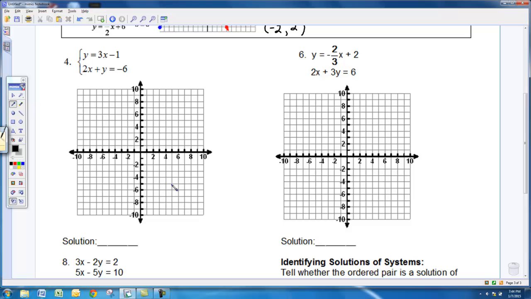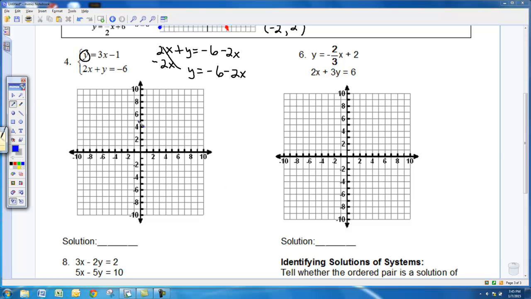Remember, the first thing that we want to do is check the equations to see if they are solved for y. Our first equation is solved for y. Our second equation needs to be solved for y. I'm going to rewrite it over here. The first step is always going to be to move the x's to the other side. So that gives me y equals -6 minus 2x. This equation is now solved for y, and we're ready to graph the two lines.